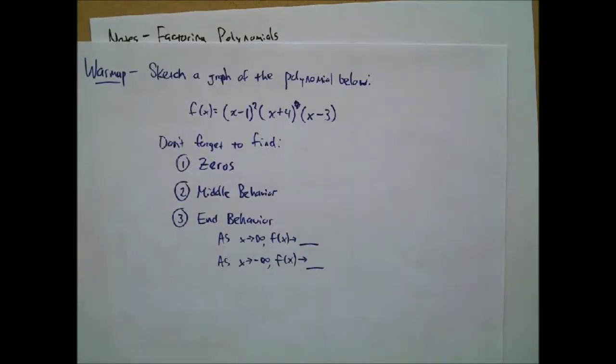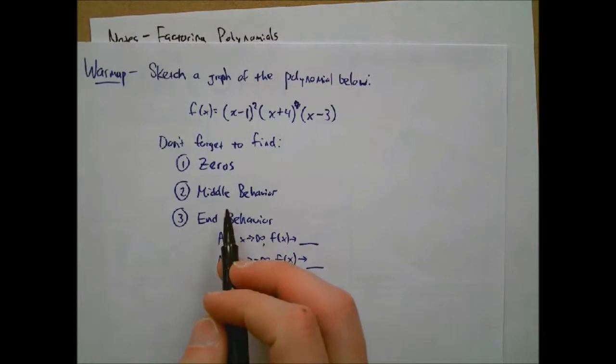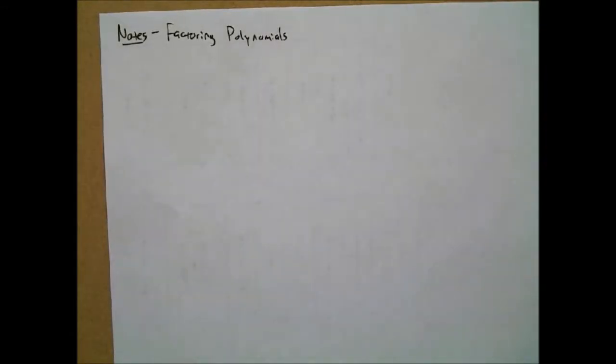We need to know what the zeros are. We need to know the middle behavior, right? And we need to know the end behavior. It's really just for the zeros, though, I think. Yeah, just for the zeros mostly is what we need it for. Okay?